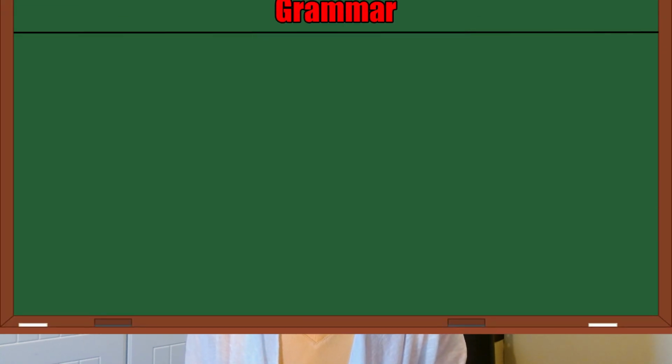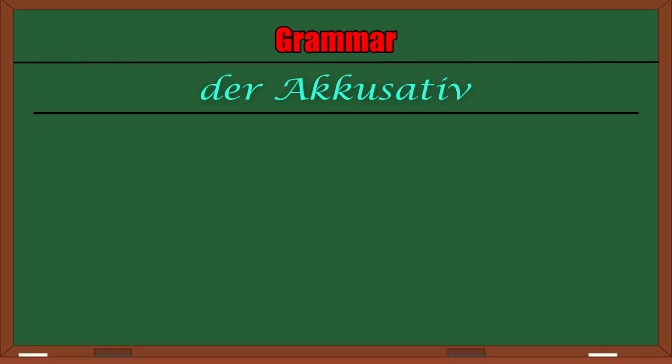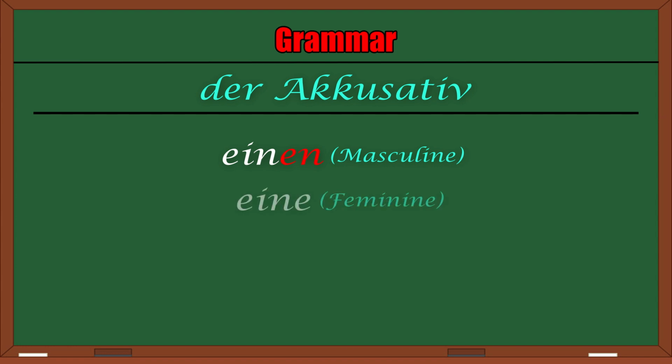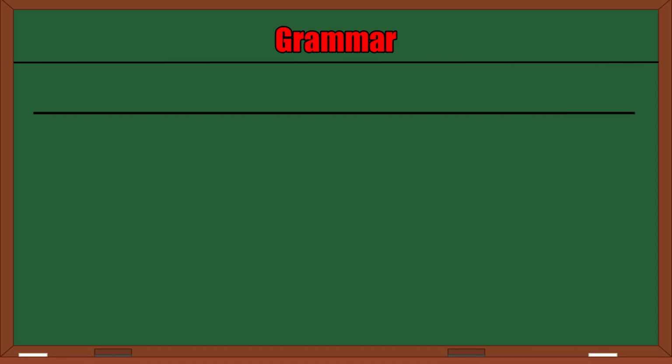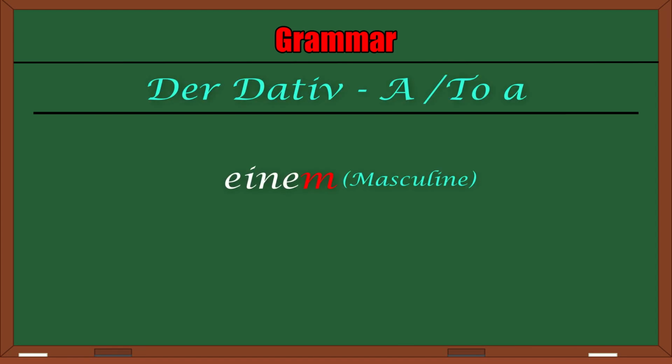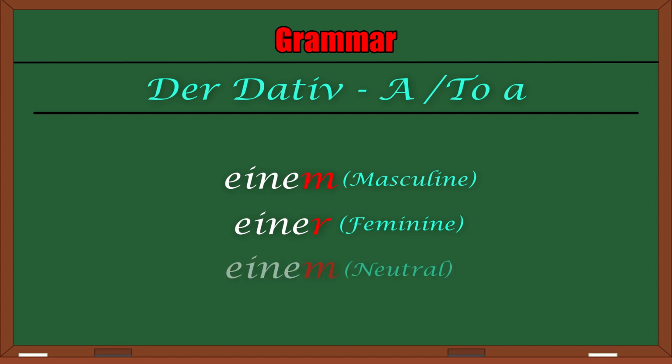Now we want to take a look at the words for a. And remember, there's no plural of a. And in the accusative, masculine, it's einen, feminine, eine, neuter, ein. And in the dative, same letters apply, einem, the M, einer, the R, einem, the M. Remember, the same letters apply. M and R are the letters that you have to really be thinking about for the dative case.